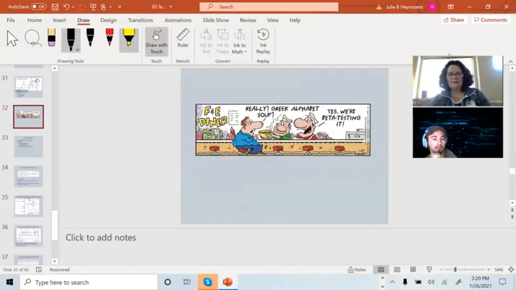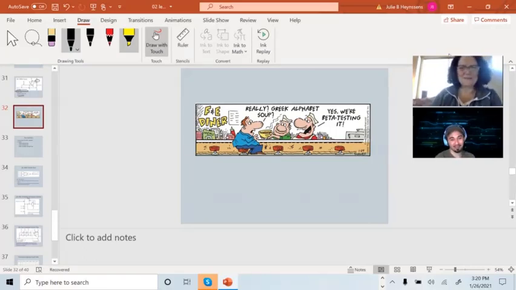And then we have Dr. Brower's second favorite comic strip. Yes, we're beta testing it. Life is a beta test. We never get done with it. You're always improving it. Once it gets perfect, then it's time to move on.